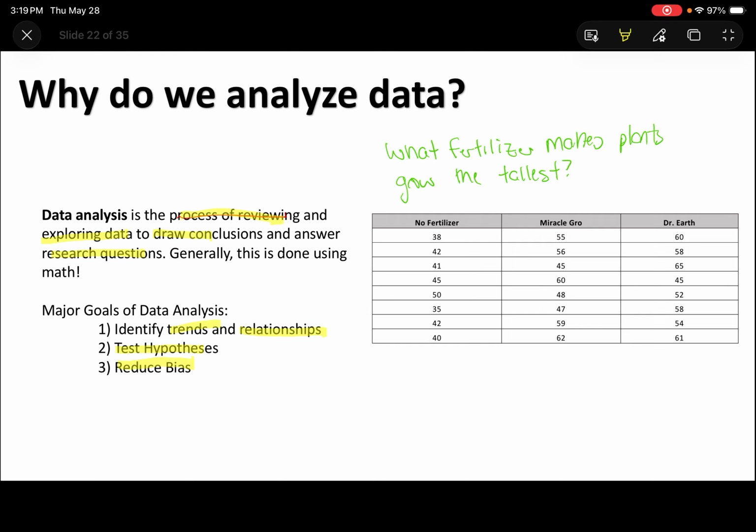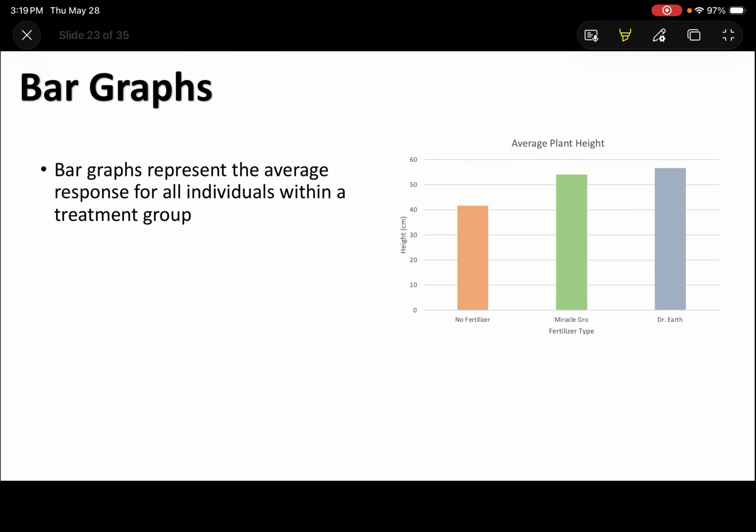So once we get all of this data, we then need to be able to show it in different ways, and we then put them into graphs or figures. There's going to be three major types of graphs that we want you guys to know for this course. The first is a bar graph.